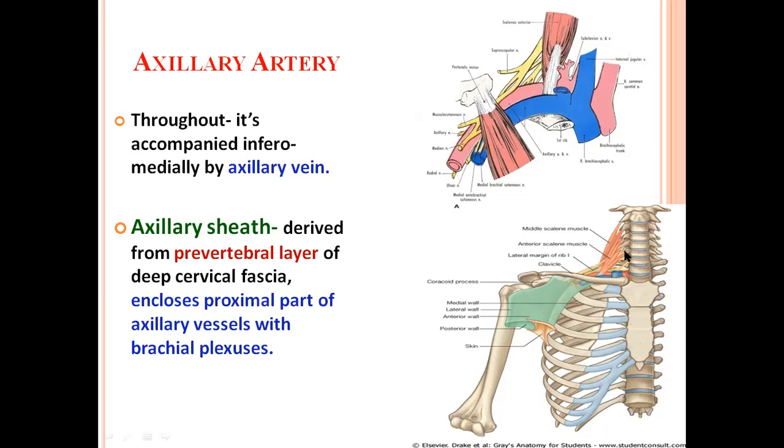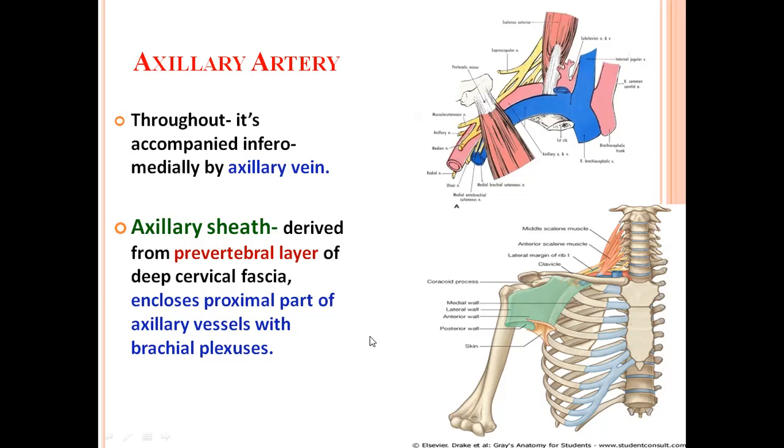Here you will see C5, C6, C7, C8 and T1 uniting and forming a plexus, a network like this, which is called the brachial plexus, which will have cords: lateral cord, posterior cord, medial cord, which will be closely related to our axillary artery.